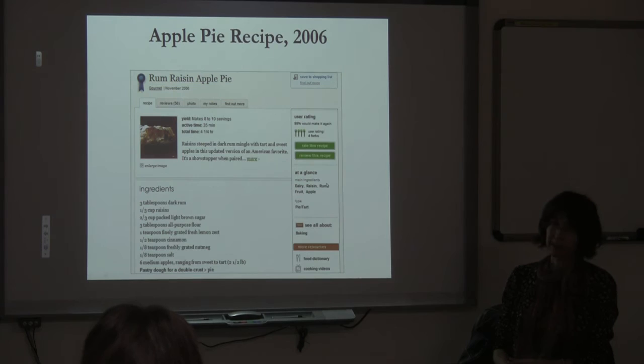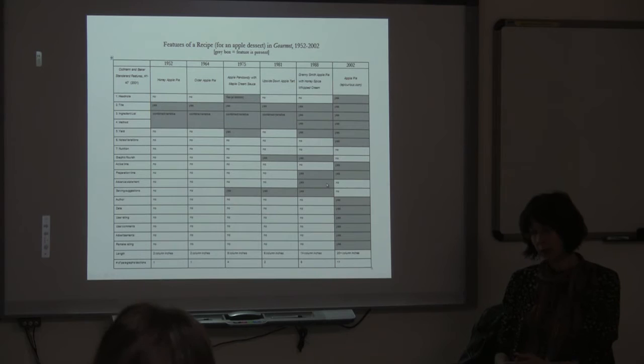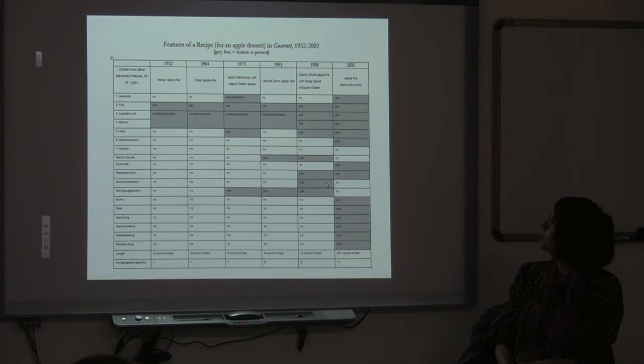But look at recipes today. They sprawl. The structure has changed to a list. There's additional fields included, like the time, nutritional information, ratings from people. And so I've been fascinated by the evolution of the recipe as a reflection of changing social and cultural trends and practices. And I decided to do a study. I've never written it up. I hope to do it someday.